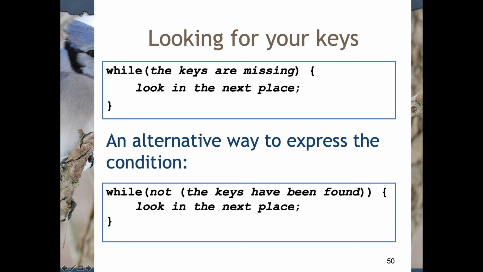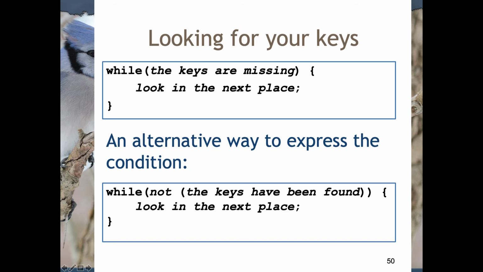So that's the basic structure, the basic form for how we might code up a search when expressing it in the form while something is missing or while we are still searching effectively. So the top version is saying while we're still searching because the keys are missing, look in the next place, hopefully we find them and we will no longer be searching and the loop will terminate. The difference is subtle, but it's worth observing.